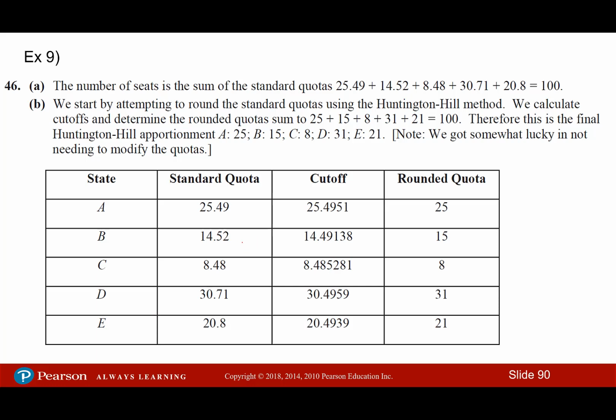So let's do the easy ones first here. So 14.52, that's going to round up to 15. 8.48, oh yeah, no, I'm going to work on that later. 30.71, the easy one, that rounds up to 31. 20.8 rounds up to 21. That's cool. So now we go use our calculator, and we're going to punch in 25 times 26. You know, my pen is not working right. 25 times 26, and you get this answer here. And so 25.4951 is the cutoff. We have 25.49, so that's going to be rounded down.